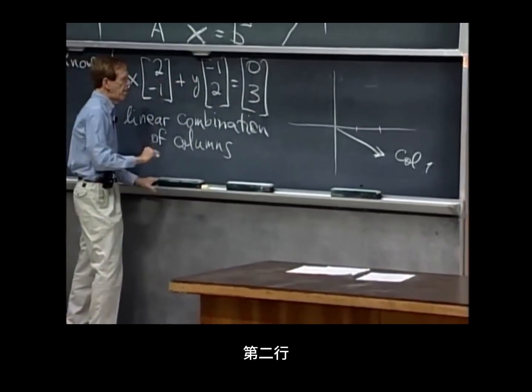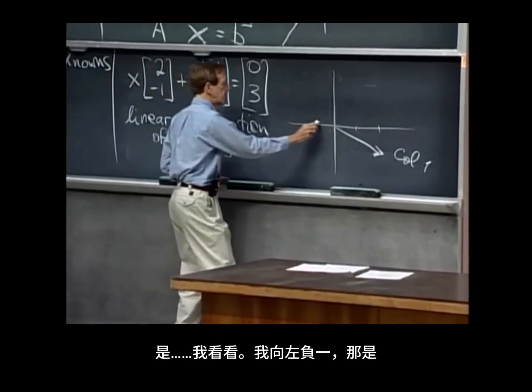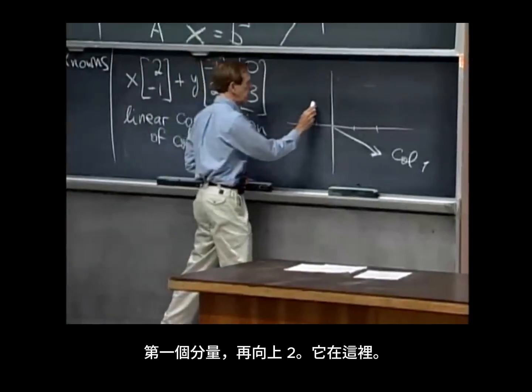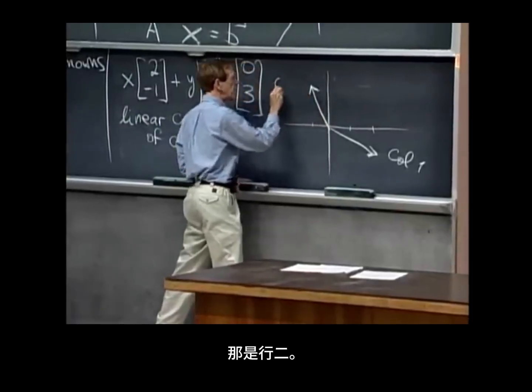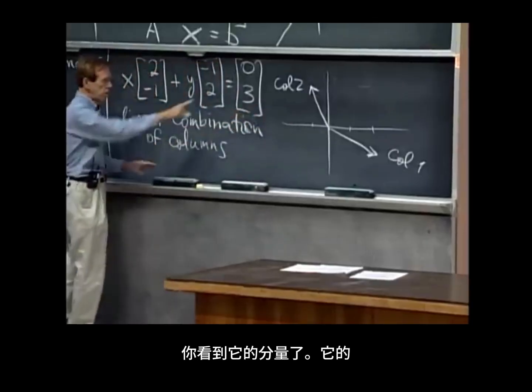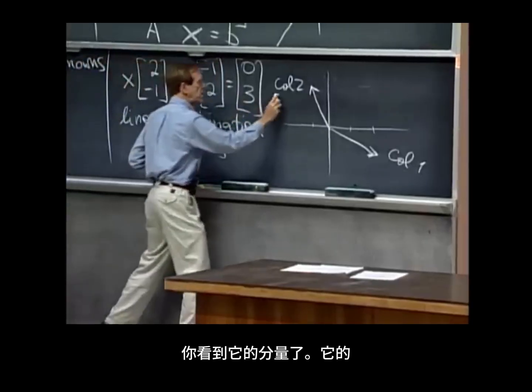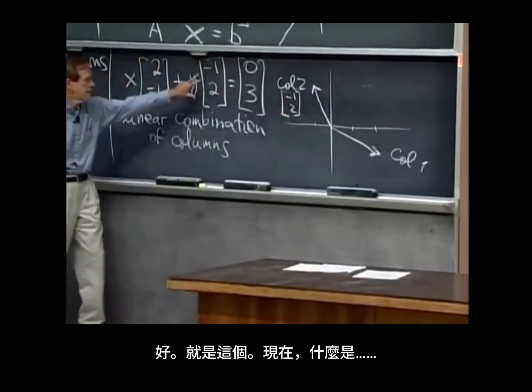The second column is, let's see, I go over minus 1 is the first component and up 2. It's here. There's column 2. So this, again, you see what its components are. Its components are minus 1, 2. Good. That's this guy.